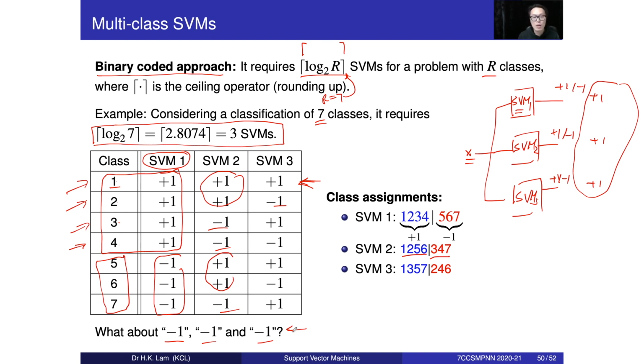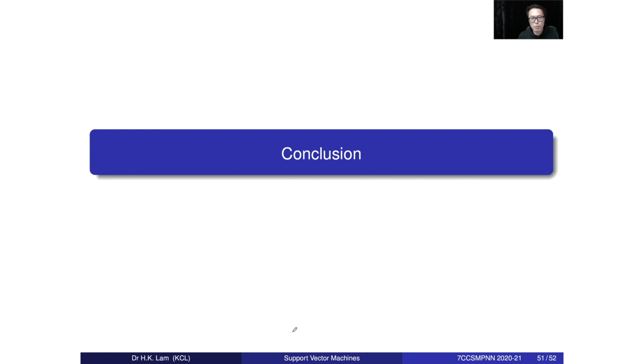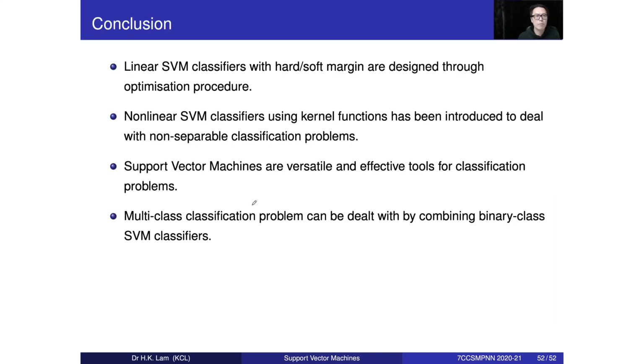Okay, and now a very brief conclusion. This topic is about support vector machines. We have the linear support vector machine, which we can implement as a hard or soft margin classifier. For the hard margin, we do not accept error. For the soft margin, we accept error during the design of the SVM.